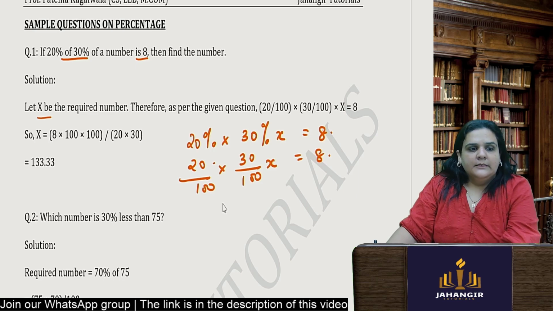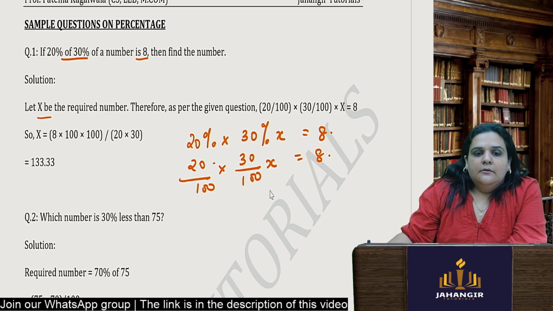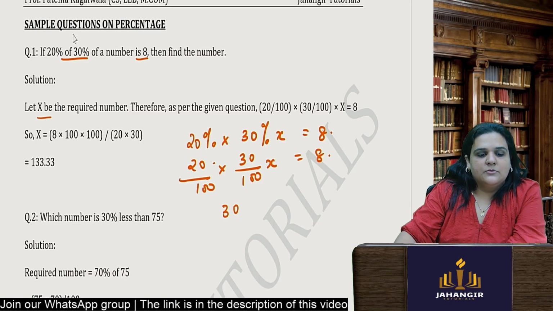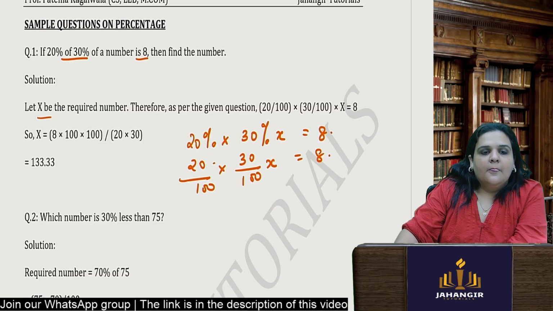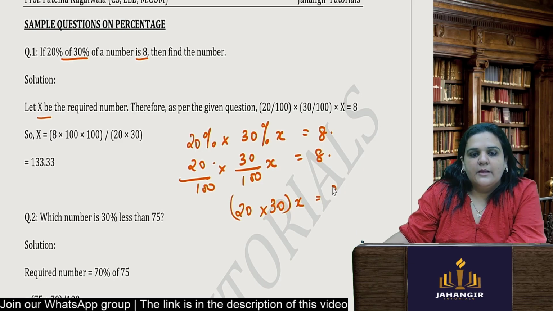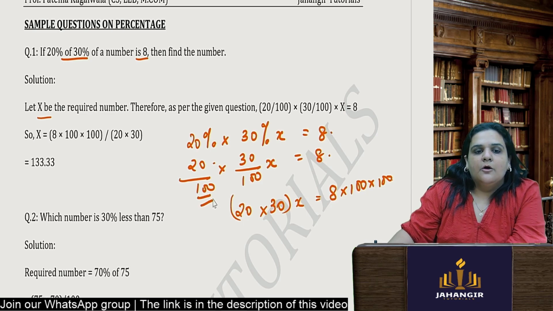Okay. Now, I'm going to take this 100 on the other side. Basically I can directly solve it, but I will show you all stepwise so that you don't get confused. So I will say 20 into 30 x is equal to 8 into 100 into 100. I have taken these denominators to the other side, so they become numerators.